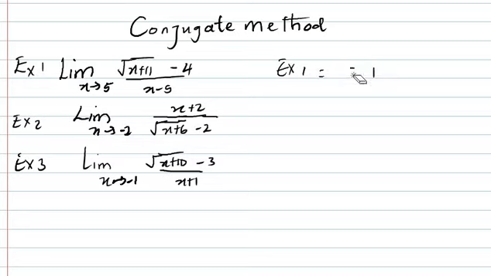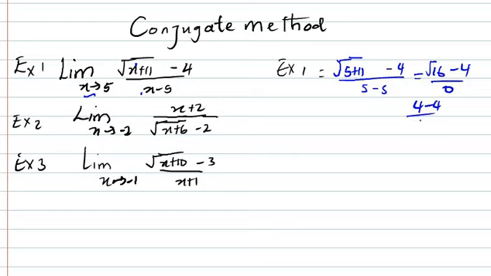So x approaches 5, we put it here and see whether we can use the substitution method. We have root of x, our x is 5, plus 11, minus 4, all over x minus 5, which is 5 minus 5. So here we have 5 plus 11, which is root of 16, minus 4, all over 5 minus 5, which is 0. Root of 16 is 4, minus 4 all over 0, so it's 0 over 0. Basically you are not going to use substitution, but rather the conjugate method.